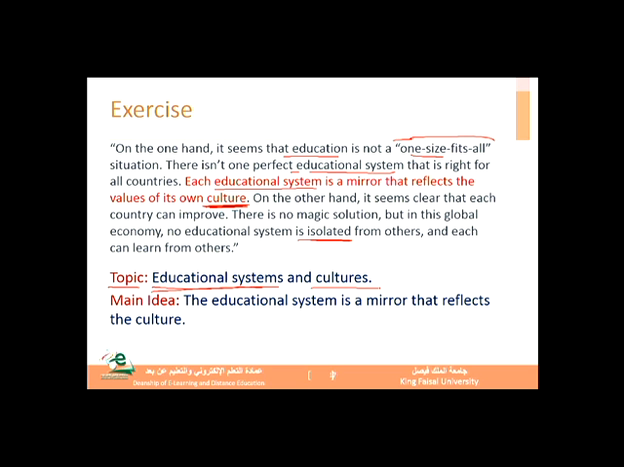The main idea, what is the main idea here? The educational system is a mirror that reflects the culture. Now it's this sentence here, if you find it. All right, so each educational system is a mirror that reflects the values of its own culture. This is the main idea. Why? Because this is the most general sentence of the sentences presented above. All right, so here you have a general statement, here again, all general. What governs them all is this sentence. This is the most general sentence of them. And this is where the author embedded the idea that he or she wanted to express. So educational system is a mirror that reflects the culture.